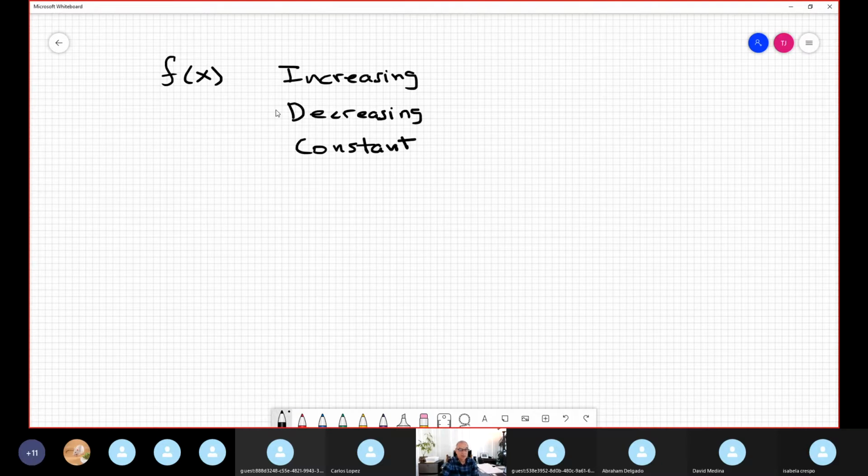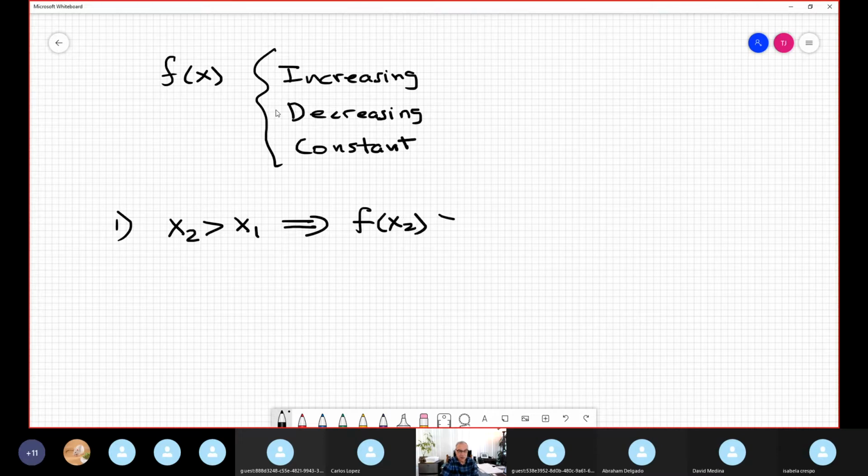Okay, let me explain the definition of this. You have the graph. You pick two arbitrary x values. The convention is always x2 greater than x1. This situation implies that f of x2 is greater than f of x1, so the function is increasing.